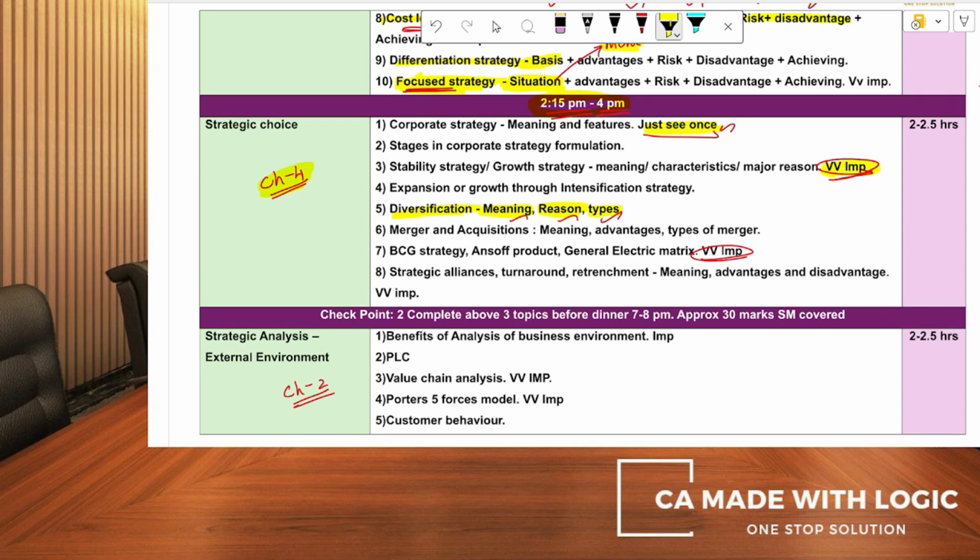Sometimes what they are going to do is they are going to say what type of strategic choice they have used, then write it. Classify them, under what type it is going to come.